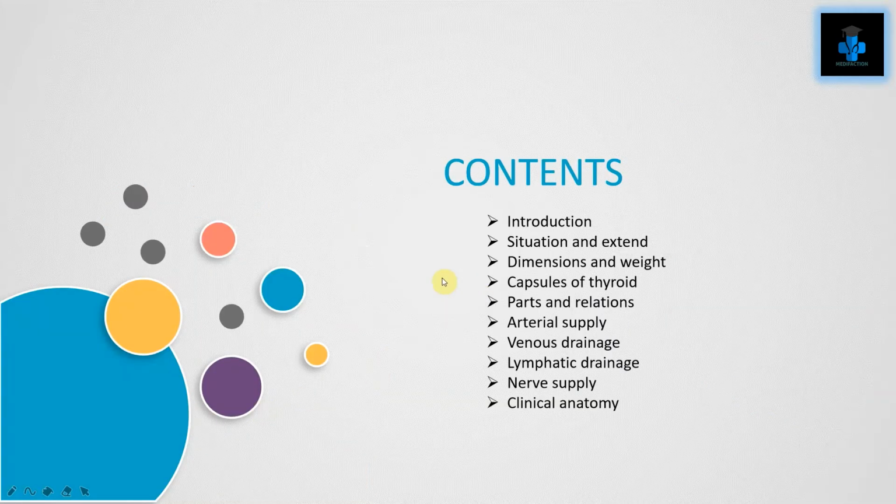In this video, I will be enumerating an introduction about thyroid gland, situation and extent of thyroid gland and its dimensions and weight as well. We will also discuss about the capsules of thyroid gland, parts and relations, arterial supply, venous drainage, lymphatic drainage, nerve supply and some important clinical anatomy.